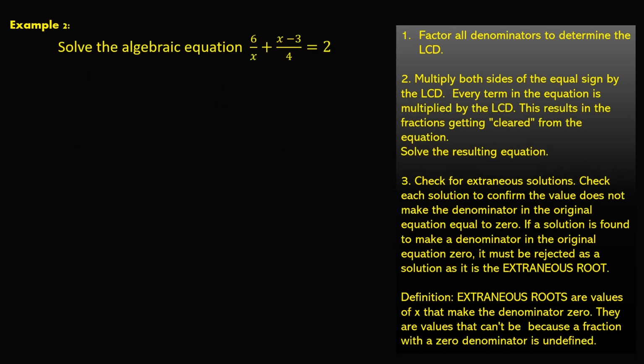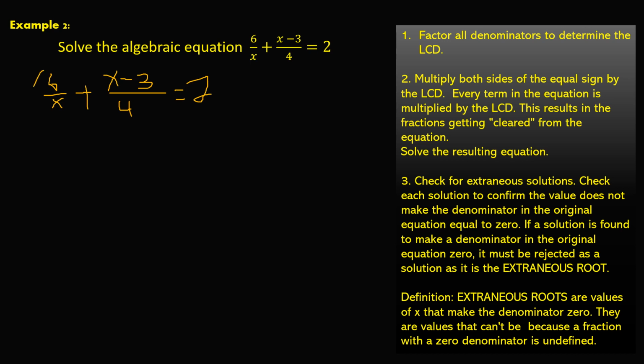Okay, now on this next example, solve the algebraic equation 6 over x plus x minus 3 over 4 equals 2. In our next example, the denominators do not need to be factored anymore because they are expressed in their simple form. So we just have to take them, multiply them, and that would be our LCD already. So we have to rewrite first the equation equals 2.